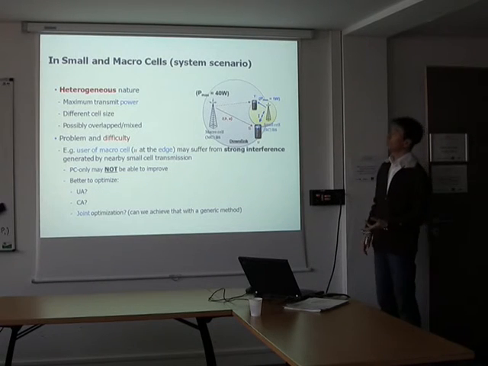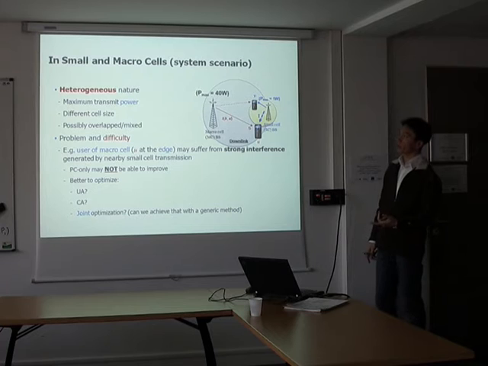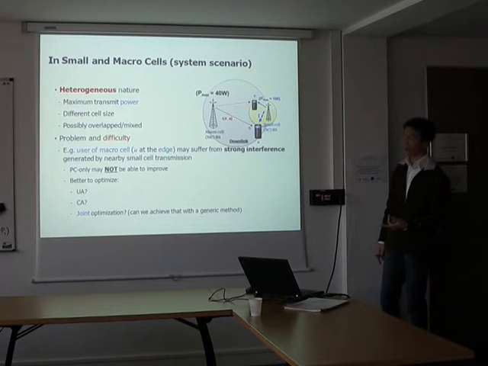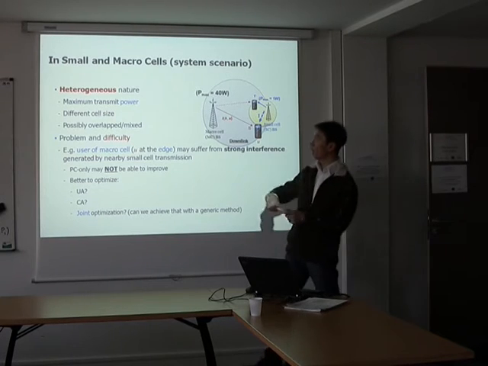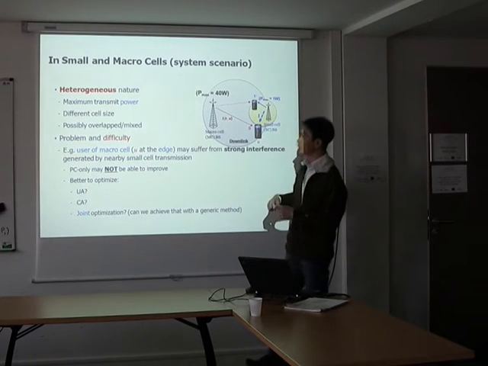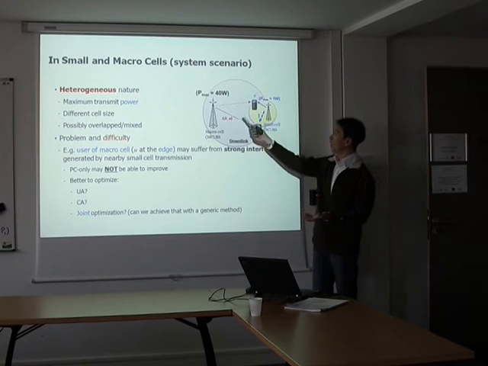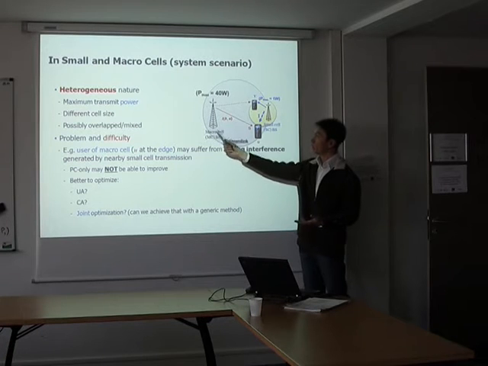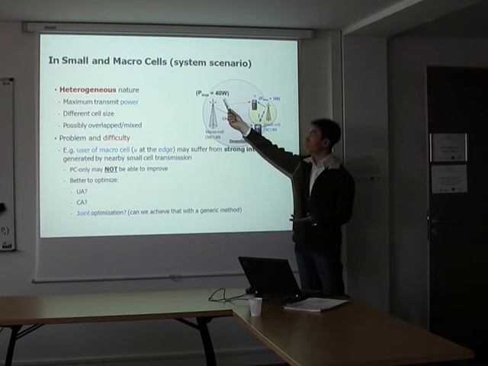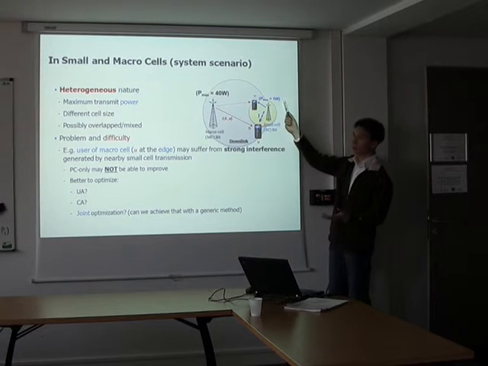So what is the difficulty in this problem when we deal with small and macro cells? Once you go into the topic of heterogeneous nature in terms of power, it is not about the packet size here, but it is about the power in the physical domain or radio resource management. Then the cell size will be different, because simply look at this example. This is a macro, a very powerful base station with comparatively high transmission power, and this small cell will have relatively small power.